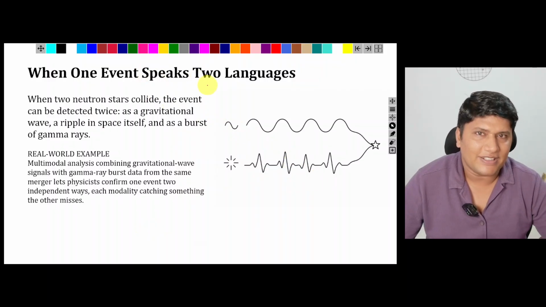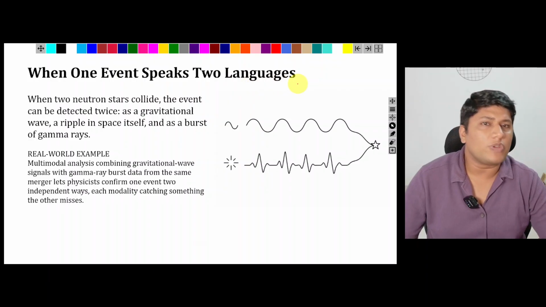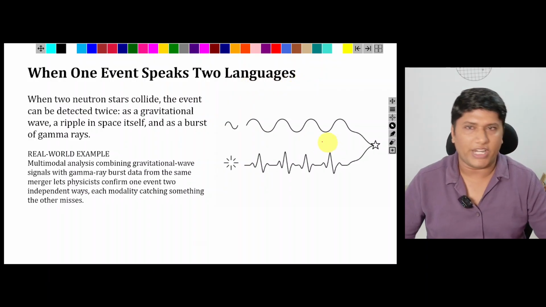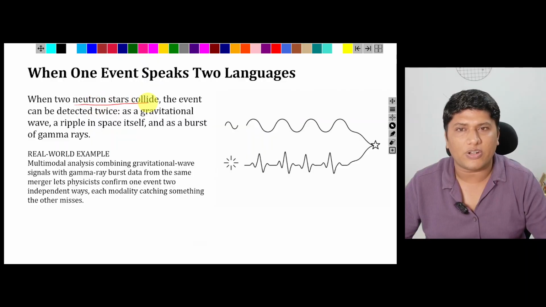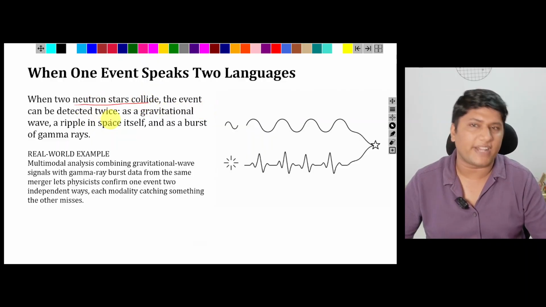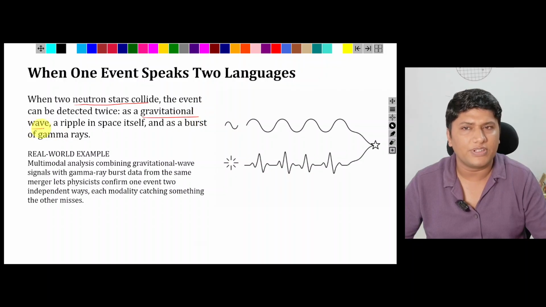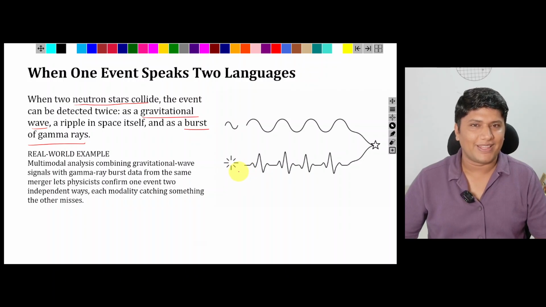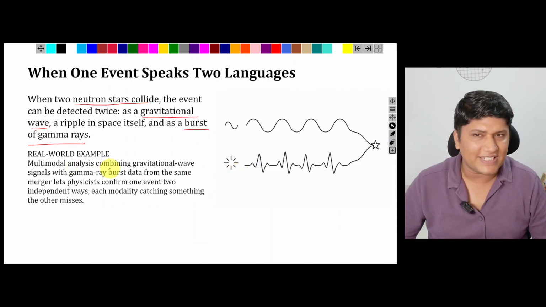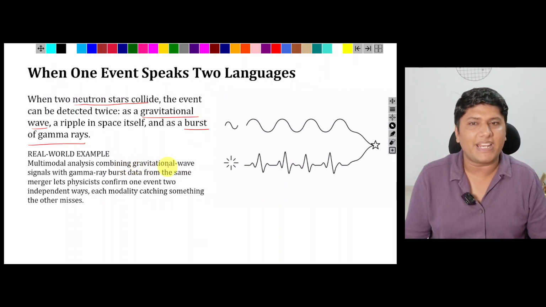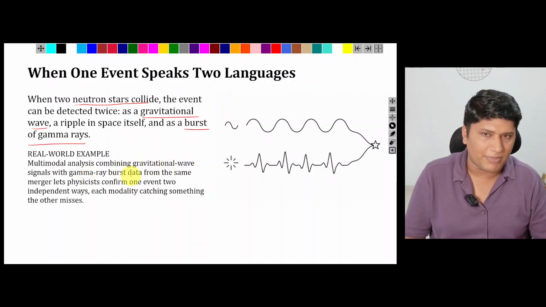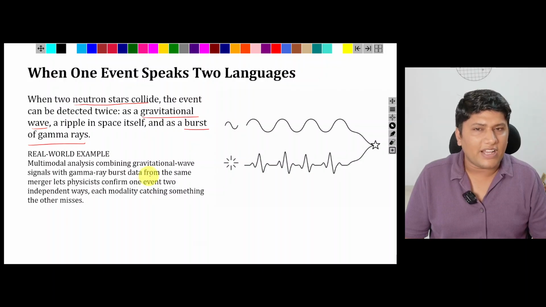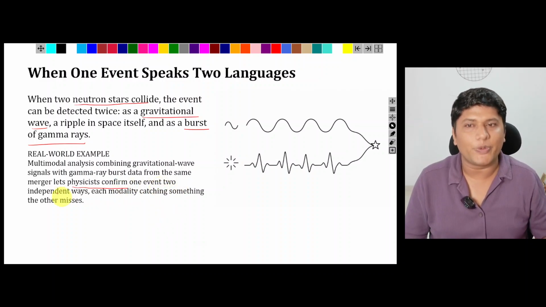In physics, one event can speak two languages, and both are different modes. For example, when two neutron stars collide, the event can be detected twice. One mode is a gravitational wave and another mode is a burst of gamma rays. A multimodal analysis can be done combining the gravitational waves with gamma ray burst data from the same merger. It lets physicists confirm that one event happened in two independent ways.